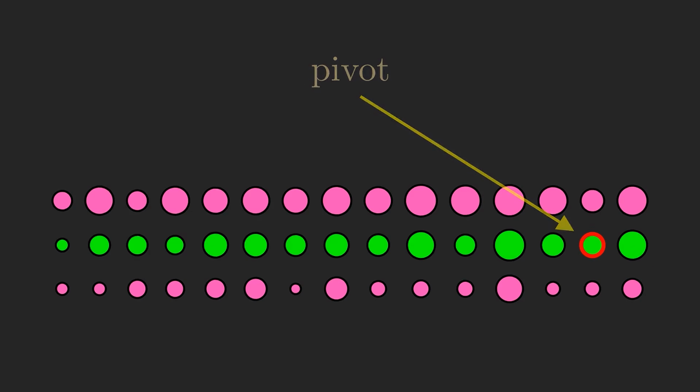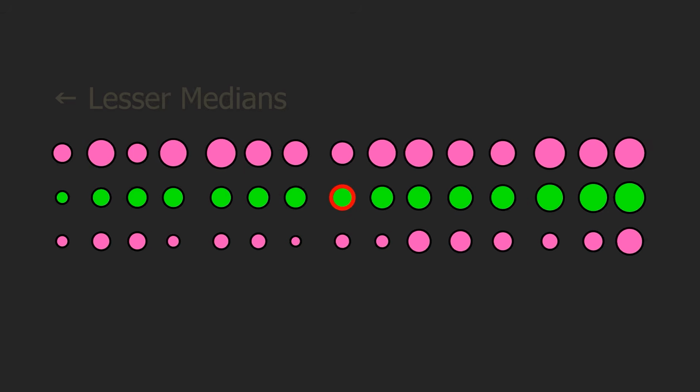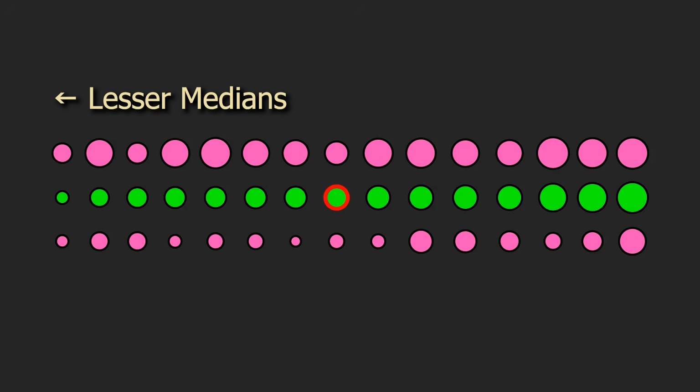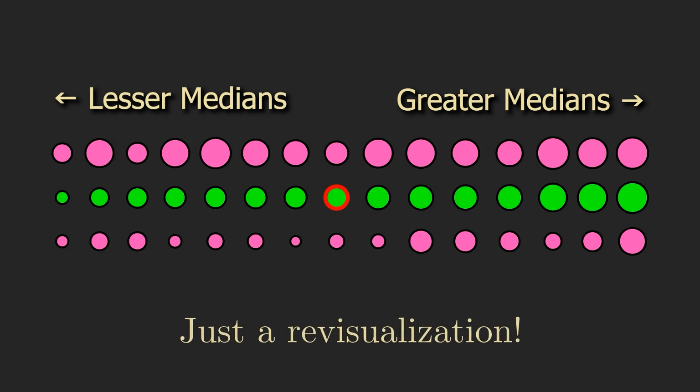Now, to see why this is better than what we had before, first let's revisualize the dots so that the groups with the lesser medians are on the left, and the groups with the greater medians are on the right. And to be clear, this is just a revisualization. Our algorithm won't actually sort the groups. But when viewed like this, the median of medians is in the center, since by definition it's greater than half of the other medians and less than half.